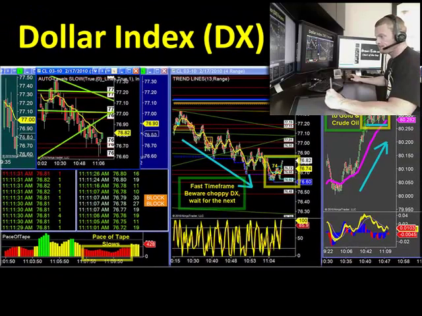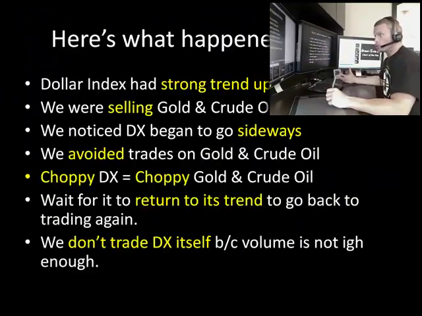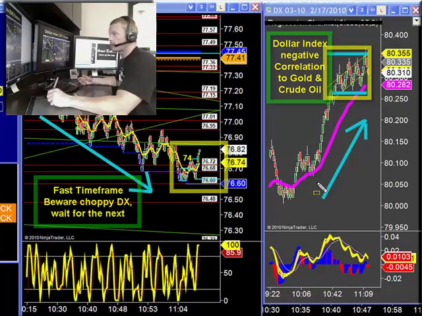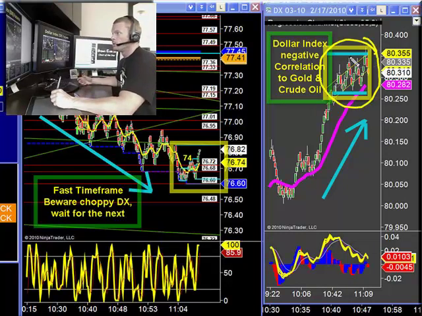Let's keep moving. Now, we were selling gold and crude while the dollar index was trending up. We then noticed that the DX began to go sideways. So the DX begins to go sideways. And where was that? Right back up in my DX chart. I zoom in here real quick, and you can see, guys, the dollar index starts to become very choppy. We no longer see the new higher highs. We no longer see this strong trending up.